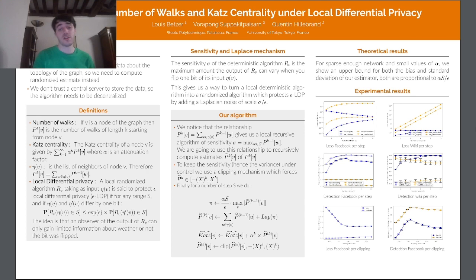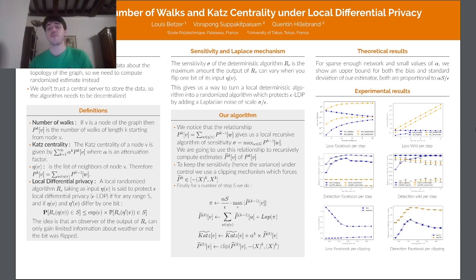Because if you have a very small clipping factor, like I said earlier, then you are going to clip very often your estimation of the number of walks of length k. So you are going to achieve a very small variance, but at the cost of having a very big bias. On the other hand, if you take a very large clipping factor, then you are going to be able to achieve a very small bias, but this is going to be at the cost of not controlling the sensitivity anymore, and therefore having possibly a very big variance.